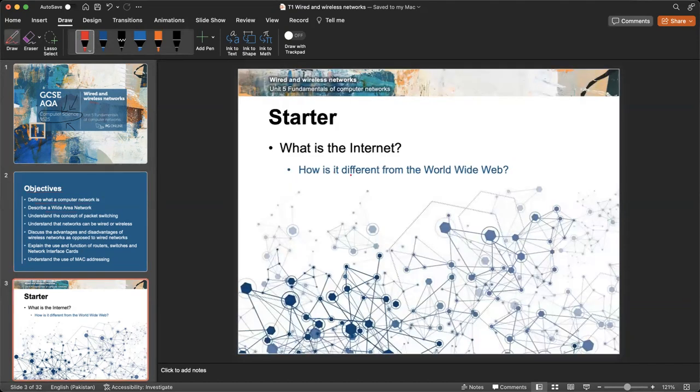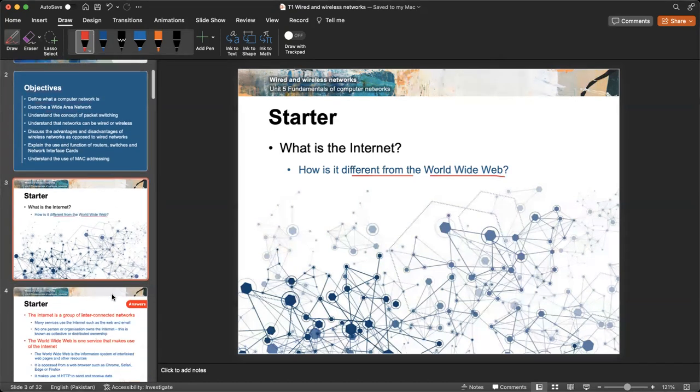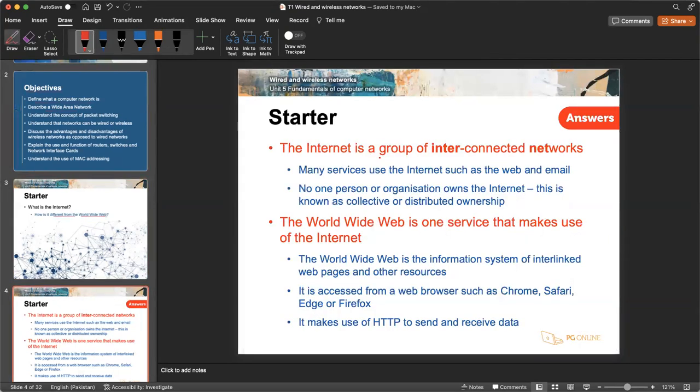What is the internet? How is it different from the World Wide Web? We know the internet is a network, a group of interconnected networks. Like you see right here, this is your computer and this is my computer. We both are connected. You are in the UK, I am in Pakistan, but we are still connected with each other via the internet. So we both are going to share our resources with each other. And this makes a sense of sharing. And this thing is called a network. And networks combine together to form internet connectivity.